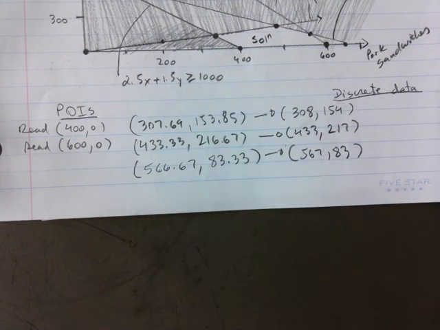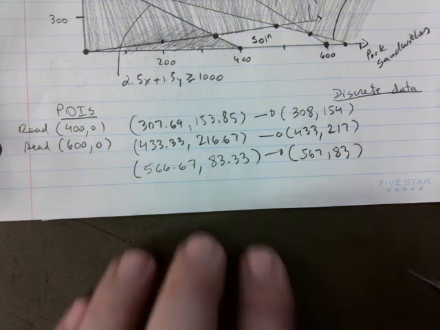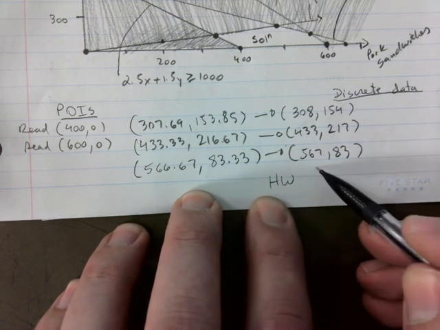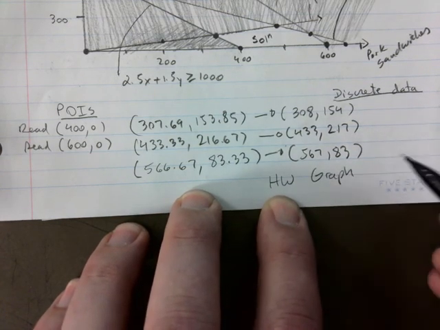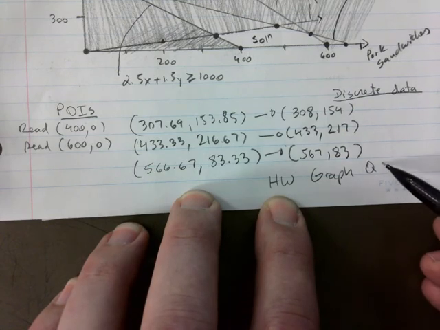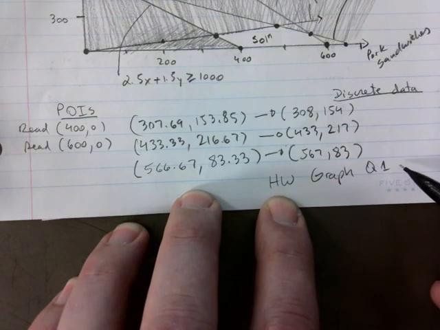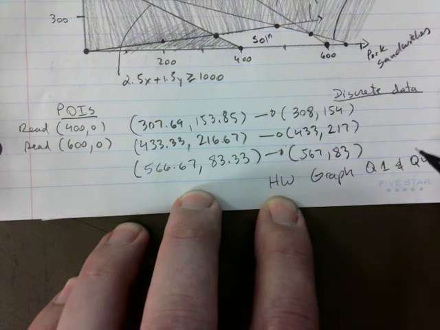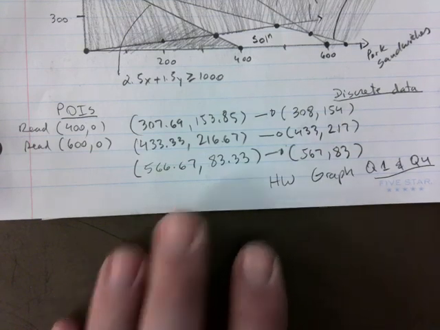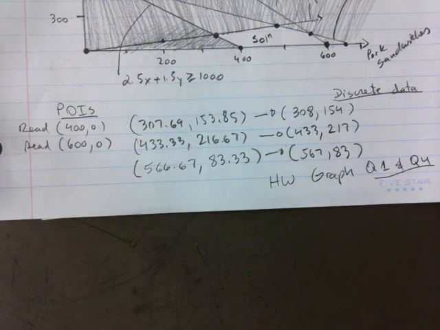So homework, graph question 1 and question 4 on this piece of paper that we just worked through. Question 1 and 4, the POIs, everything, the whole thing. I have a picture, a color picture of my graph. Okay, so you'll see that.